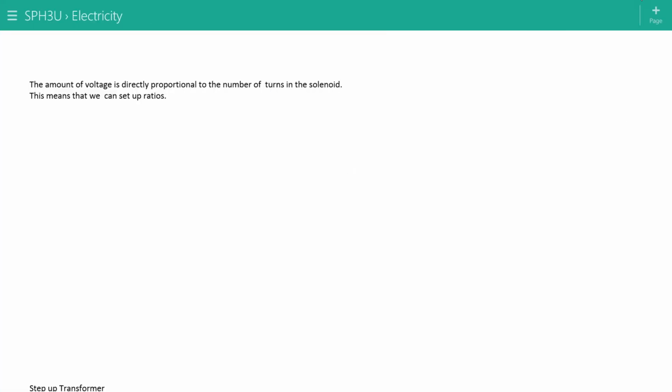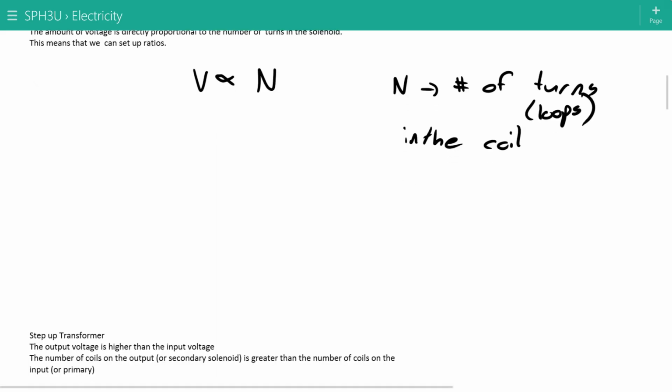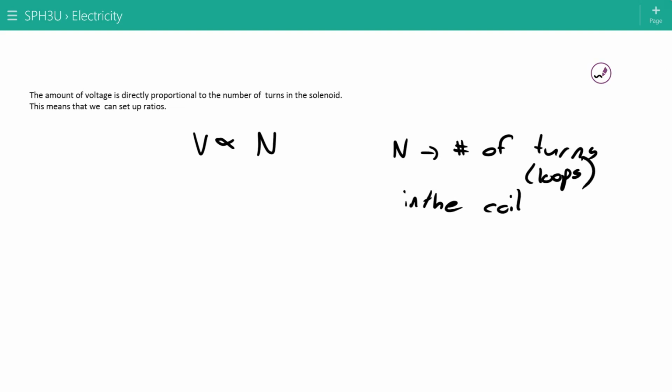Now, on both the input and the output side, to actually control this, the voltage that is either going in or out, it doesn't make any difference, is proportional to the number of turns or loops in the coil. What that means then is that if we put in a primary voltage and we want to compare it to the secondary voltage that's going to come out, we can compare the number of coils on the primary side to the number of coils on the secondary side.